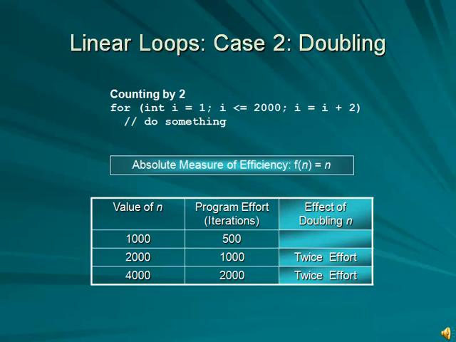again. So while we know that this case 2 linear loop is more efficient than case 1, because we're counting by 2, we see that the change in program effort is still directly proportional to the change in n. If you were going to graph this case 2 relationship, you'd have a straight line. If you graphed case 1, you'd also have a straight line, although the slopes of the lines would be at slightly different angles. On the next screen, let's apply some of these observations to the big O.